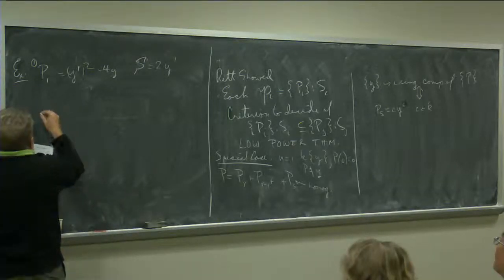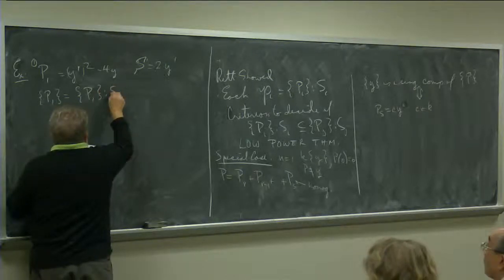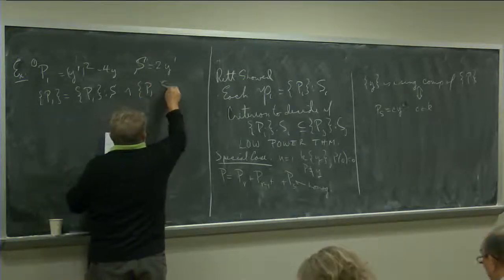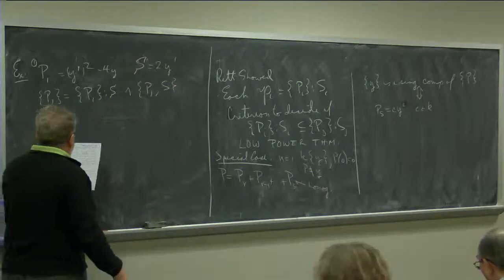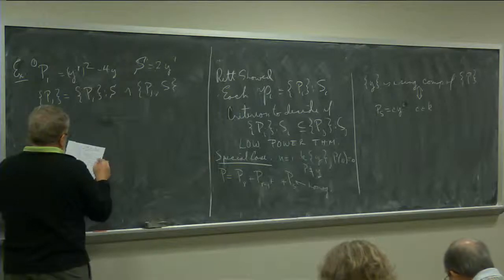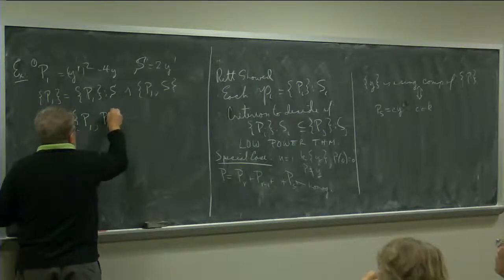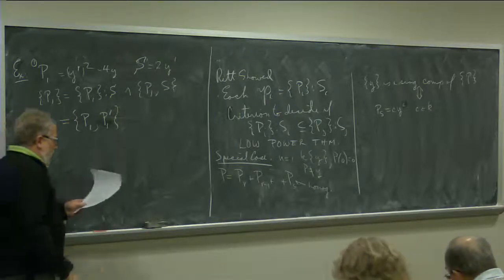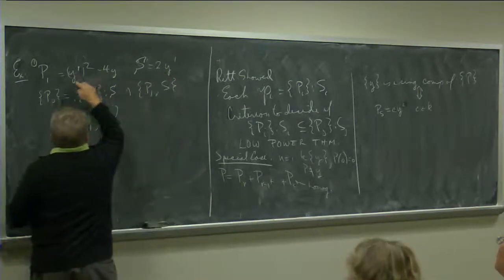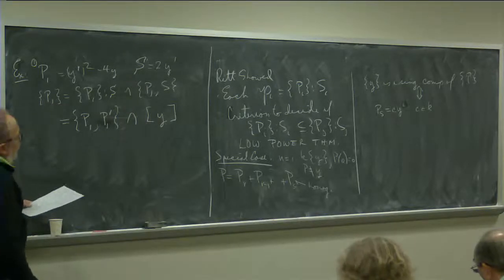If I decompose this, it will be the quotient ideal of P1 with respect to the separant, intersected with the ideal of P1 and S. I'm not going to do the calculation, but it turns out that this is generated by P1 and P1 prime. And when I throw this into the mix, I'm going to get y.